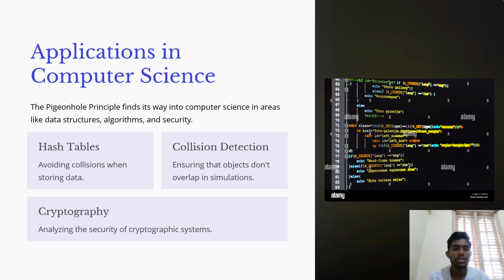Applications in computer science. The pigeonhole principle finds its way into computer science in areas like data structures, algorithms, and security. Hash tables: avoiding collisions when storing data. Collision detection: ensuring that objects don't overlap in simulations. Cryptography: analyzing cryptographic systems. These are all the applications of the pigeonhole principle in computer science.